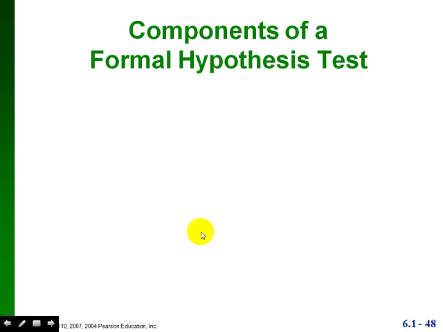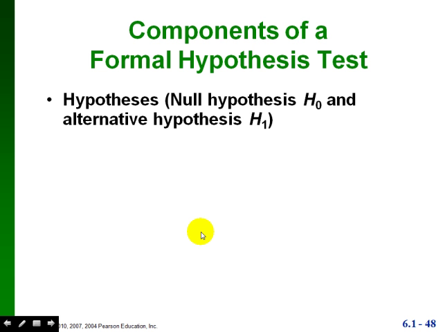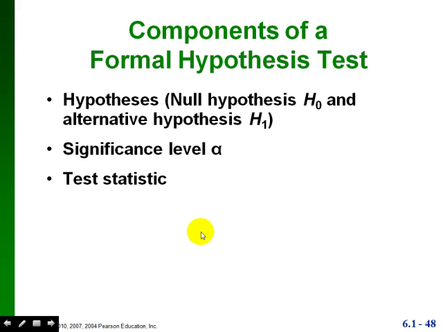So, the components of doing a formal hypothesis test. First of all, we have our hypotheses, and we have two of them, a null hypothesis and an alternative hypothesis. Then we have what we call a significance level, alpha, and this alpha connects right back to the alpha that we were talking about in the last chapter. We have what we call a test statistic, which, in the case where we're using a normal distribution, is really just a z-score that we get from our sample data.